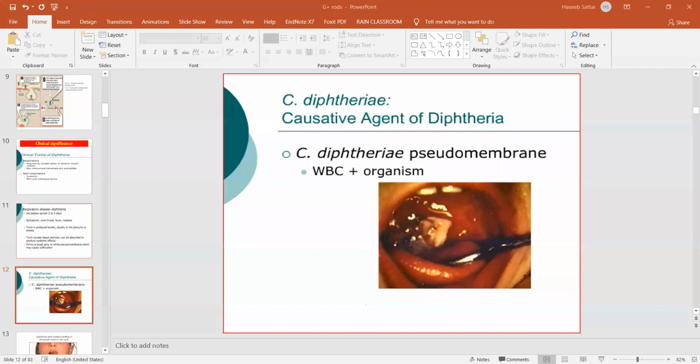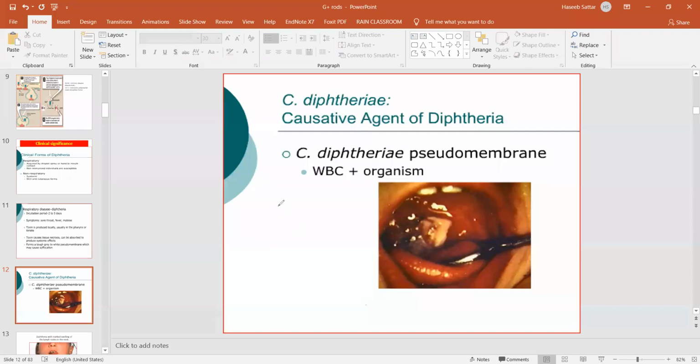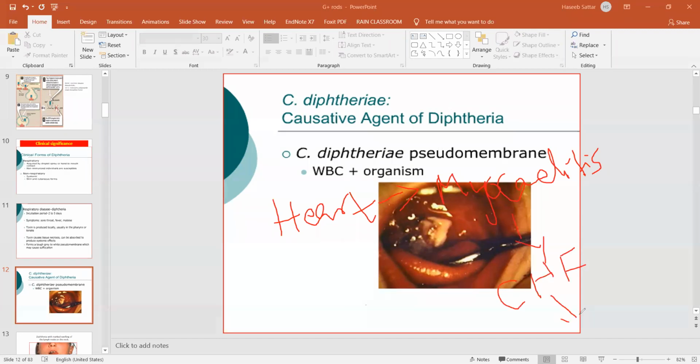The systemic infection: as I told you, mostly this bacteria causes a local infection. But in a very rare condition, if the toxin enters into the blood, then it can involve the heart and peripheral nerves. This toxin can cause inflammation in the heart, and when it enters the heart, it may cause myocarditis, inflammation of the heart muscles. This myocarditis leads to congestive heart failure, and heart failure leads to death.